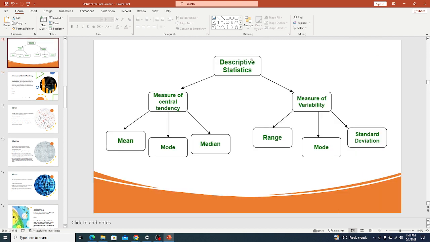So descriptive statistics, you can see, is divided into categories: measures of central tendency, measures of variability, and also measures of asymmetry. Under measures of central tendency, we've discussed mean, mode, and median. Under measures of variability, we'll discuss range, variance, and standard deviation. Please ignore this one.